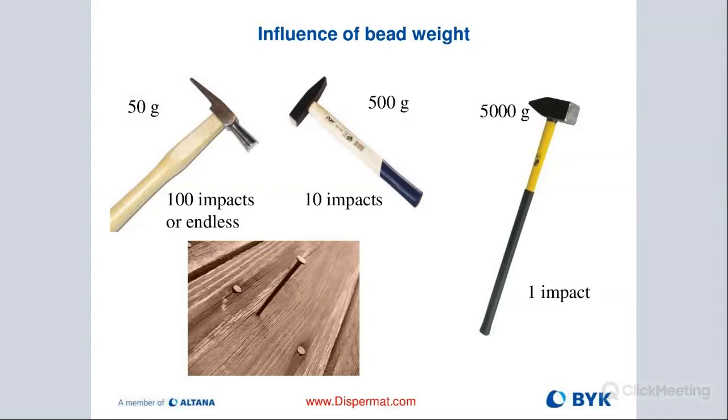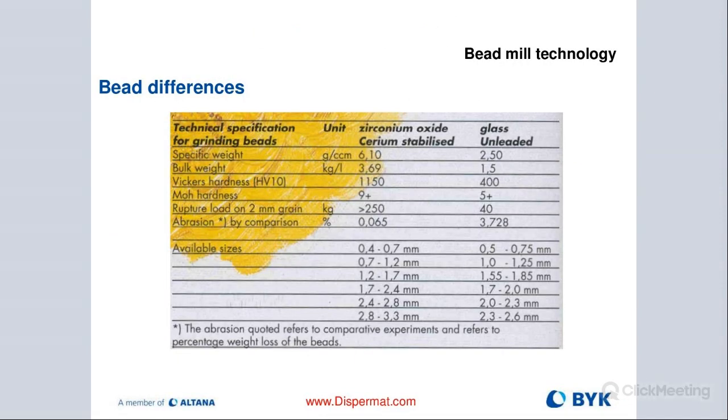Imagine you're trying to drive a nail into a board using a very small hammer. It may sometimes be impossible to drive the nail in because you don't have enough kinetic energy to get the nail down into the board. If I use a sledgehammer, it takes one blow and that nail will be in the board, right? So it really is about selecting the correct diameter or bead size to properly disperse or mill our material. It's the same thing in the milling process, so we always want to get beads that are heavier. That means we have more kinetic energy, and that will give us more milling action and more efficient milling action.